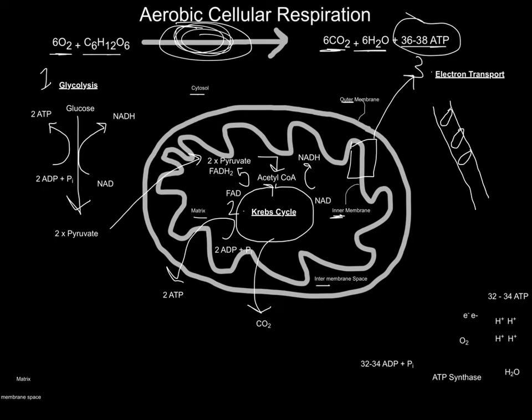In our electron transport chain, essentially we have a series of proteins that make up the electron transport chain, and at the bottom we have a particularly important protein, which is an enzyme called ATP synthase. ATP synthase is an enzyme that can take ADP plus Pi and convert it into ATP. And in the electron transport chain, ATP synthase produces 32 to 34 ATP.